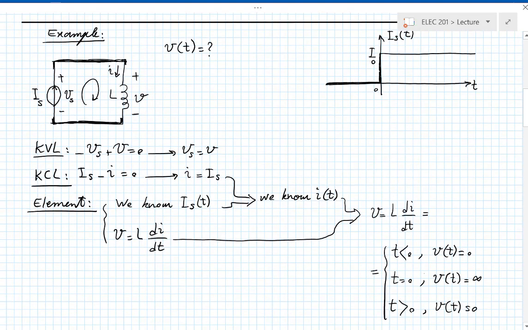So how do I deal with this infinity? It's problematic, a pretty innocent-looking circuit. Let's say the current in the current source goes from 0 to 1 amp, and it requires infinite voltage. That's not good. So this should tell you that you should not do this in the lab, right?